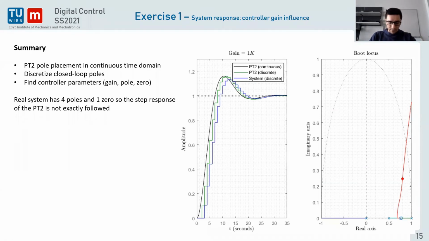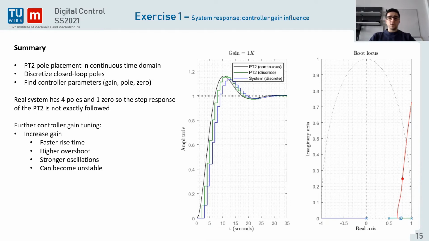Remember that the expectation was 7 seconds, if I remember well. Now it's a little bit more, and the overshoot is a little bit lower. We were asking for 16%, here we probably have only 14% or whatever. So why is that? It's just because in the real system we have more poles. We do not have only these 2 poles, but we have 4 poles, and also because we have a 0. So it's impossible to perfectly follow the PT2 elements.